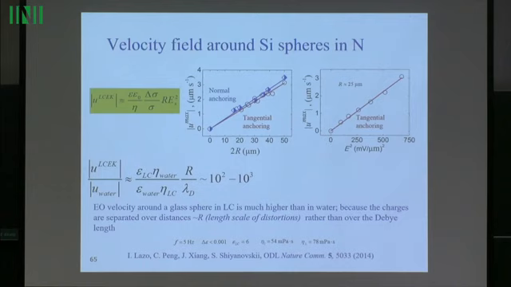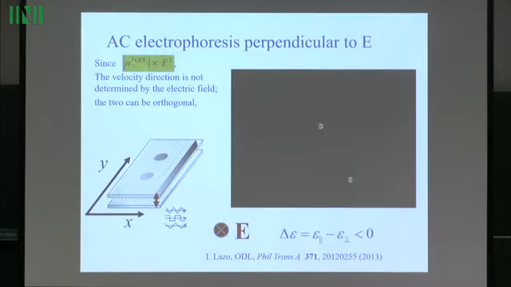And if you're familiar with it, you would know that in water, for example, it's just a few nanometers. And this is much, much smaller than the 5 micrometers we have in the case of a liquid crystal. So as a result, these velocities in the liquid crystal are a few orders of magnitude higher than in regular electrolyte. Another thing is that the velocity is proportional to E squared.